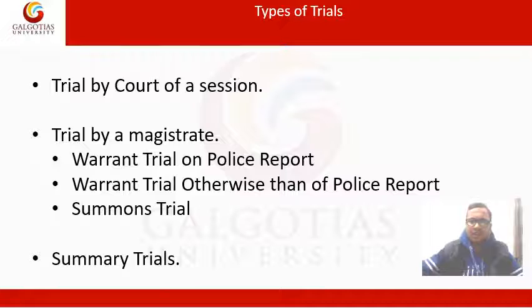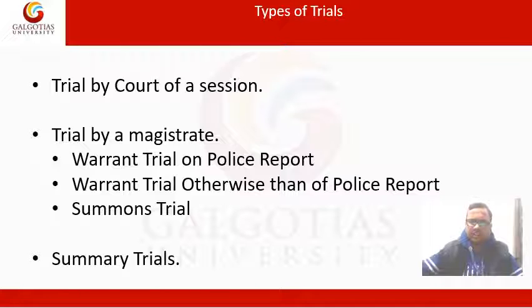Second is warrant trial otherwise than on police report. So this is also a warrant trial where the offense is punishable by more than 2 years, but there is no police report. Then on what basis is this case going on? In other terms, you can understand it as a warrant trial based on a complaint or information, not on a police report. Instead of filing an FIR, you directly filed a complaint before a magistrate. So, warrant trial on complaint or information.